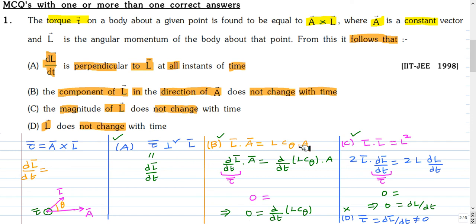Option C talks about the magnitude of L. So L dot L is L square. Taking the time derivative on both sides, we get twice L dot dL by dt equals 2L dL by dt. And dL by dt is torque tau, which is perpendicular to L. So the left hand side is 0. So dL by dt should be 0. So option C is also true. And torque is dL by dt. In general, the torque is not 0. So option D is not true. So the correct options are A, B and C.